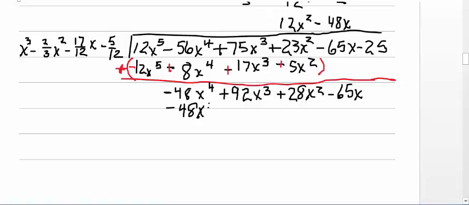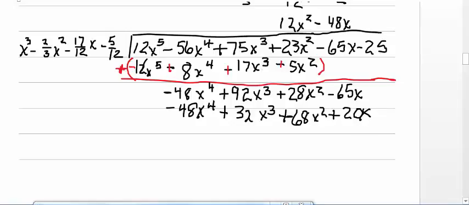So x cubed into negative 48x to the 4th is negative 48x. When I multiply every term of the divisor by negative 48x, I get negative 48x to the 4th plus 32x cubed plus 68x squared plus 20x, and I subtract.